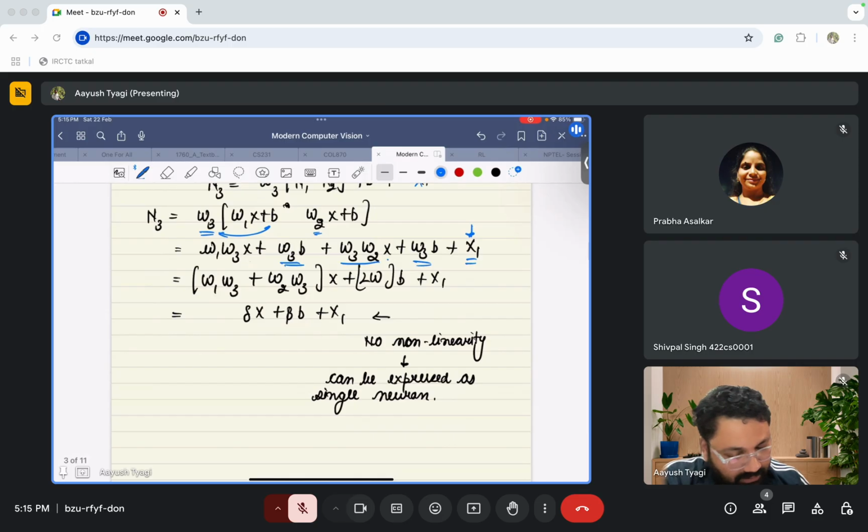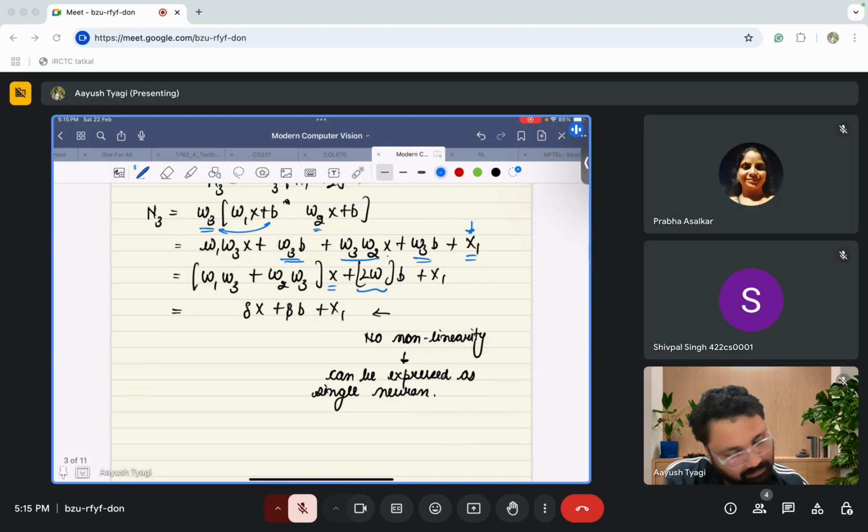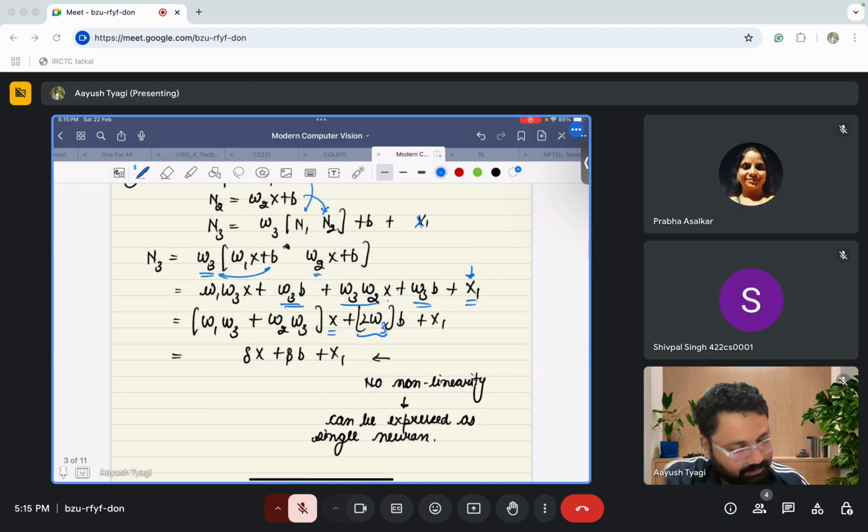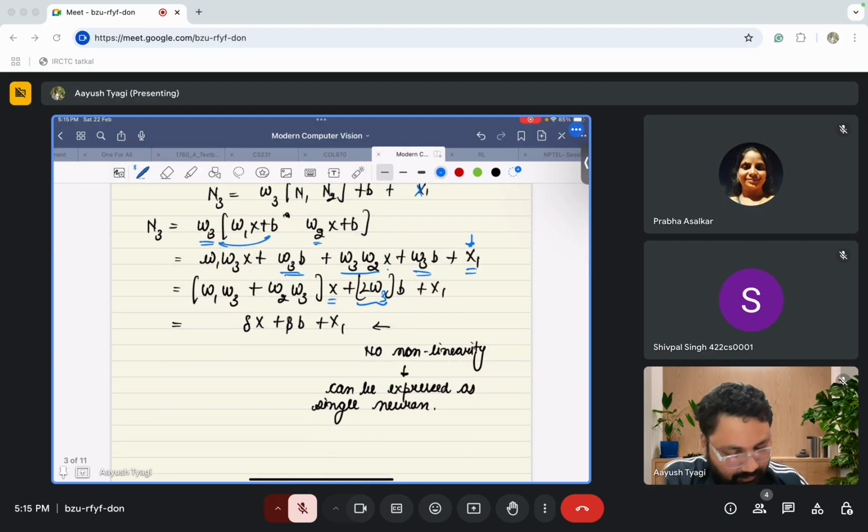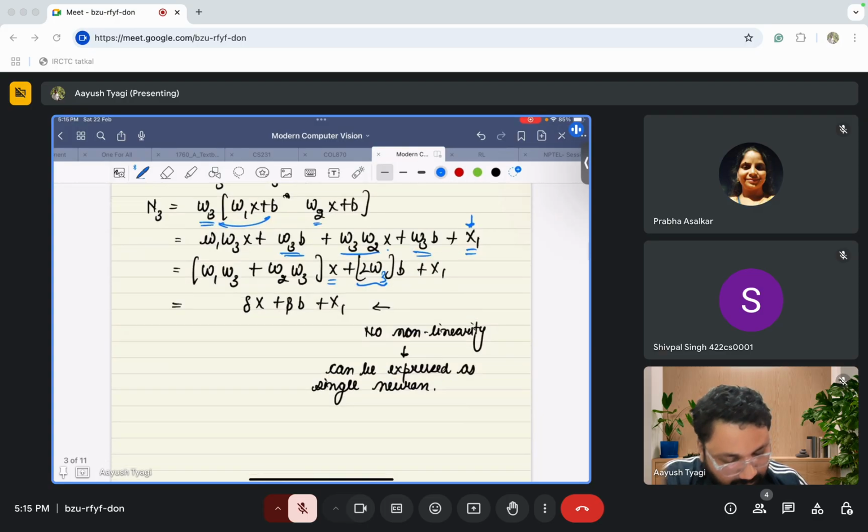So what I've done is I have extracted out x from this. So you have (w1 w3 plus w2 w3) into x. You have 2 w3 b plus x1. So I have written these weights as delta, this factor as beta, and you have the additional term which is x1.